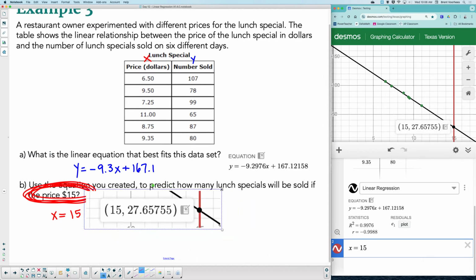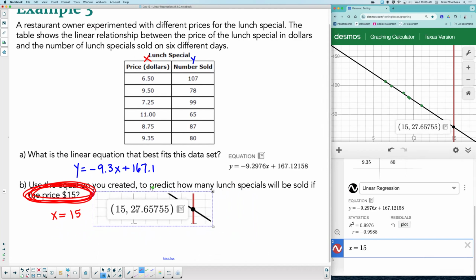Okay, so if x is 15, what does y represent? What is y if x is 15, meaning the price is 15? I should have said that. Sorry. If the price is 15, what do you think the 27 represents? 27 point all that? The y, the number sold. I have a question. This is a real world problem. Can you sell 27.6 or 27.7 lunches? No. So this one we're rounding to the nearest whole number.